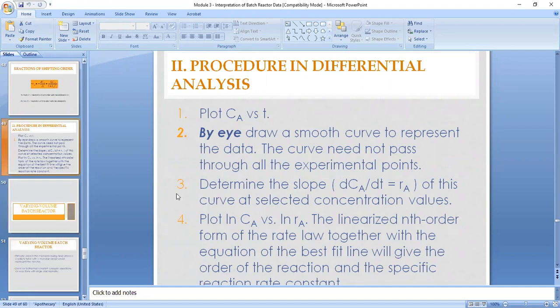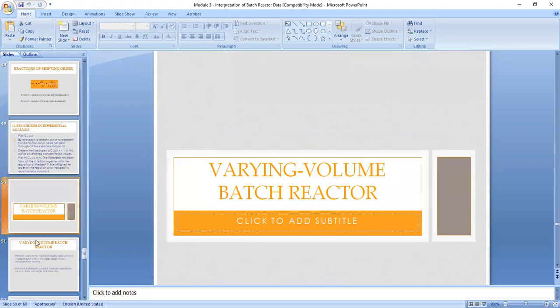Then we go to variable volume reactions. This one is short compared to the constant volume. In terms of the volume of the topic, this is probably around 25% of constant volume. So this is just short, just in time for us to cover everything before your exams on March 14.